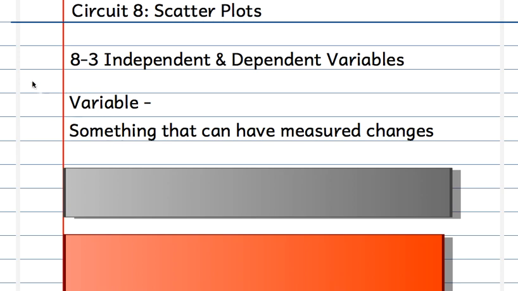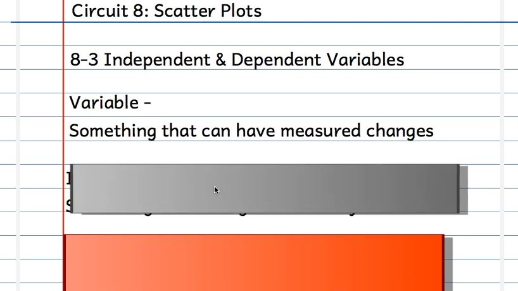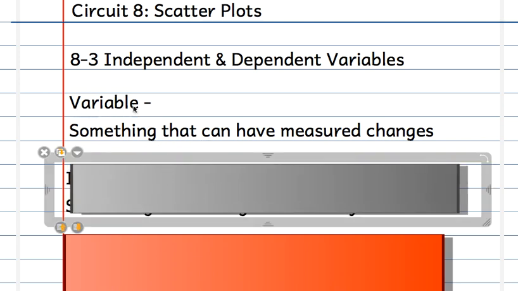First off, we need to know what a variable is. A variable is something that can have measured changes. Like the temperature, when the temperature changes, we can measure that. Another thing is weight, like the weight of your dog. When you get a dog as a puppy, that changes by the time they're an adult dog. There's a lot of things that can have measured changes. Time. Okay, so that's a variable.